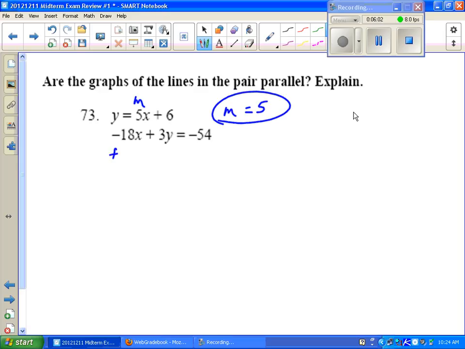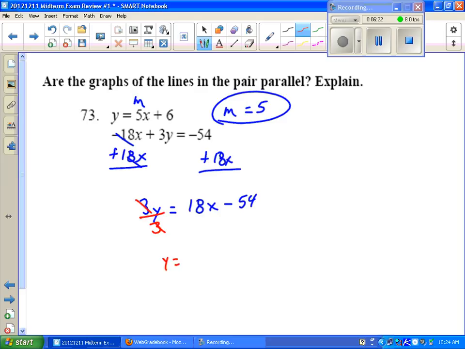Undo that by adding 18x. If you add it on the left, add 18x on the right. These will cancel and leave you with just 3y equals 18x, because you want mx first, plus b, which is minus 54. Undo 3 times y by dividing by 3. That'll cancel and leave you with just y. But if you divide the left by 3, you have to divide the right by 3.